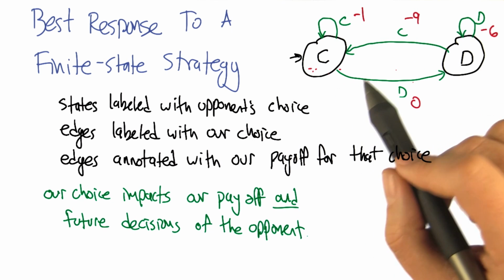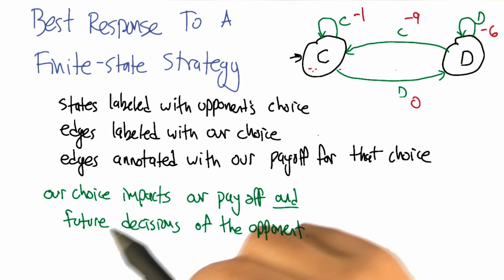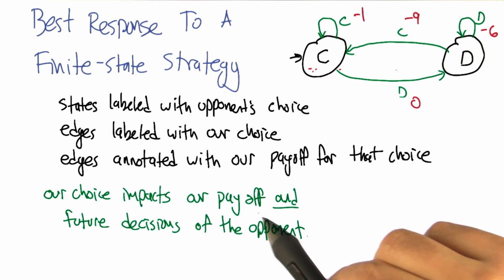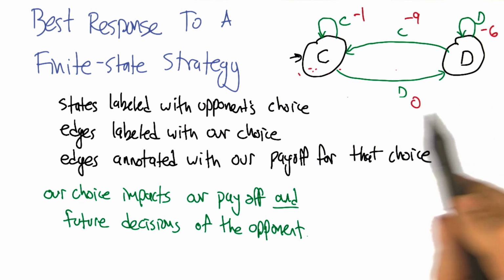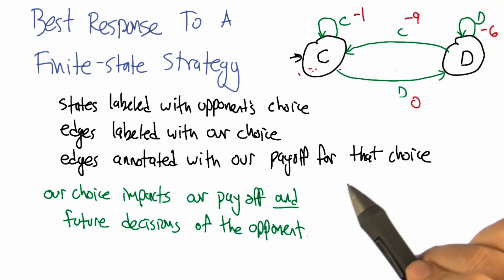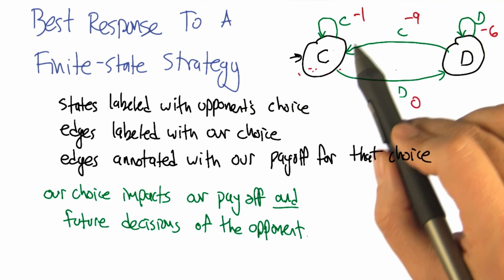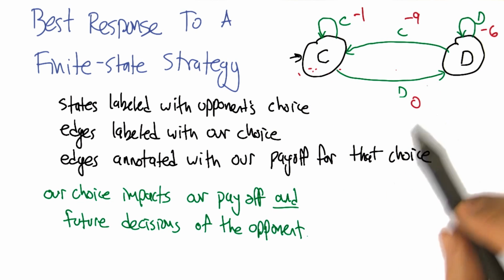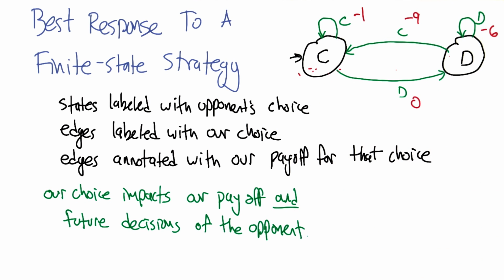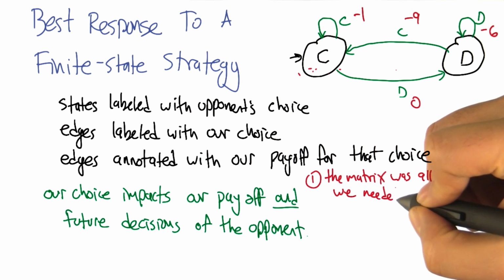So one of the things that's cool about this is, unlike just the payoff matrix representation that we had before, our choice impacts the payoff, but it also impacts the future decisions of the opponent. And that gives us this structure here, and also makes this a slightly harder thing to figure out, because we can't just maximize the number. We actually have to think about where that's going to lead us in the future as well. So two things then. One, I was always fond of saying that the matrix was all that you needed, but that really only made sense when you were just playing once.